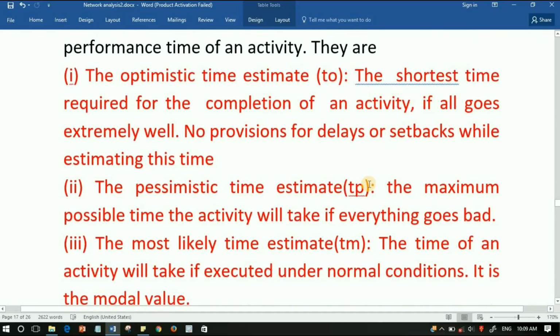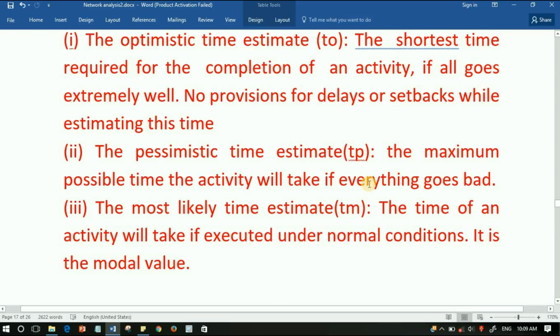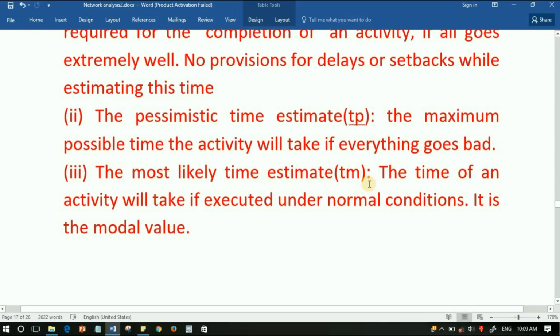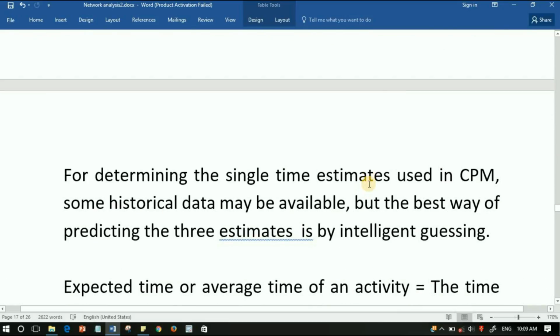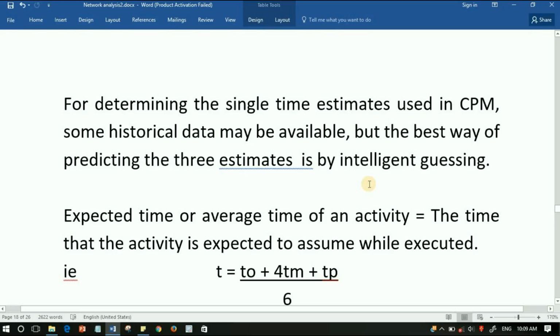Second is the pessimistic time estimate, TP or the letter b: the maximum possible time the activity will take if everything goes bad. The last is the most likely time estimate, TM or m: the time an activity will take if executed under normal conditions. Actually, it is the modal value. For determining the single time estimate used in CPM, some historical data may be available, but the best way of predicting the three estimates is by intelligent guessing.